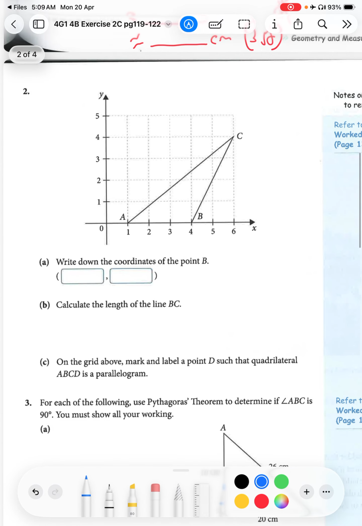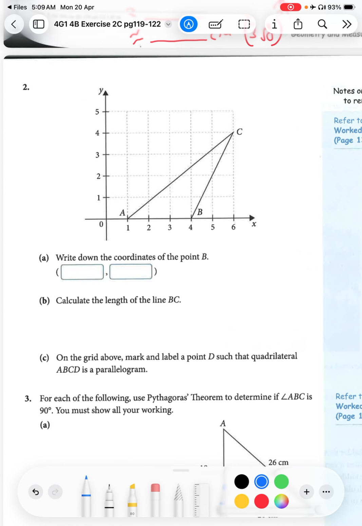Okay, look at this one. Question 2. Write down the coordinates of B. B is here. At this point, the x is 4 because it's here. The y is here. At this point, y is 0. So this is (4, 0). The answer is (4, 0). This is the coordinate. If it's here, you see, here the y is 4.